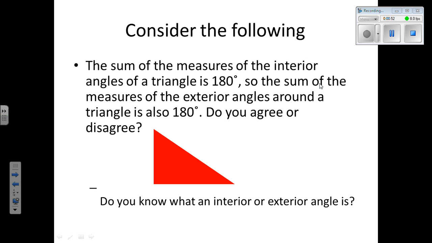Well, I would have to agree because we know that the sum of the interior angles of a triangle is 180 degrees. What does it mean by interior angle? An interior angle is something that is inside the shape. An exterior angle would be on the outside.